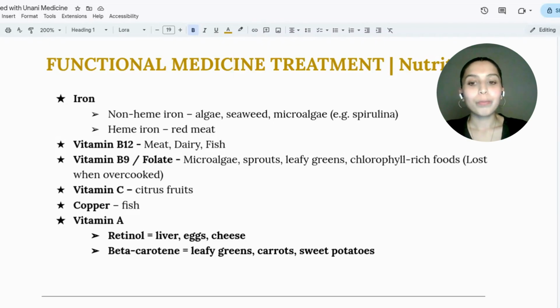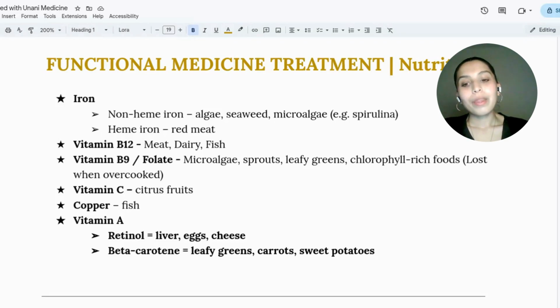And then we also have vitamin B9, which is also known as folate. And again, it can come from super greens, leafy greens, and chlorophyll-rich foods. However, with this, it can be lost when those vegetables and foods are overcooked. So it's best to be taken steamed or sauteed or even raw. So a very good dinner, you could say, is something like steak with a side of steamed broccoli.